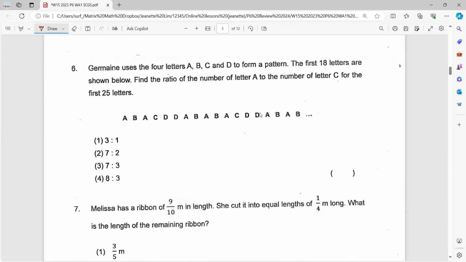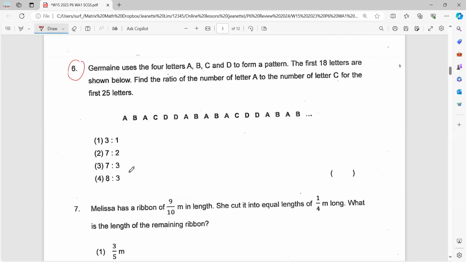Question 6, Jermaine uses the 4 letters. Okay, there's a problem with this question. The correct answer is not here. So there should have been a correction for this question from the school. Either the question is wrong or the options are wrong. So what is the correct answer?